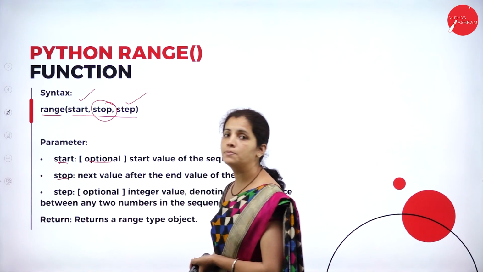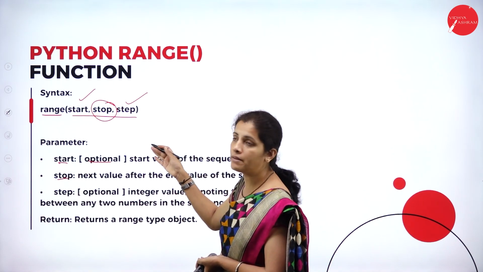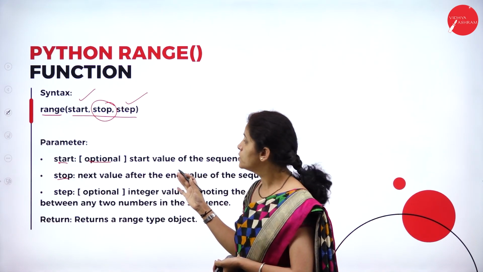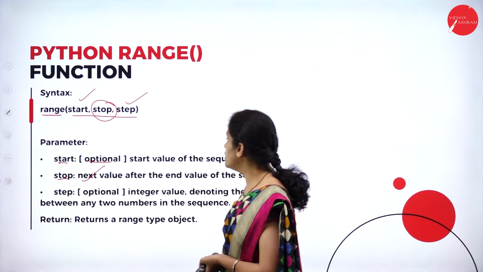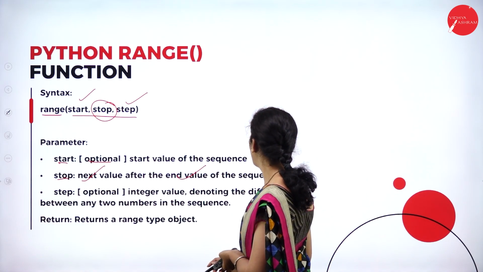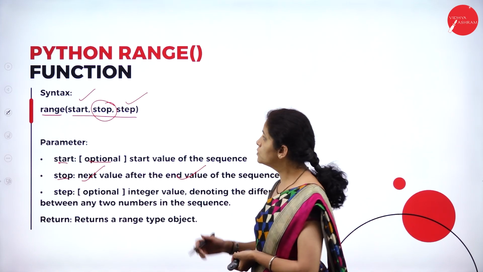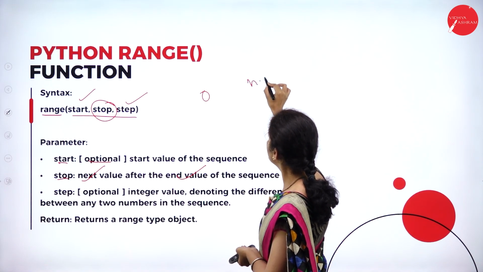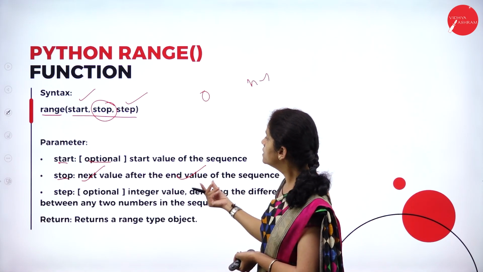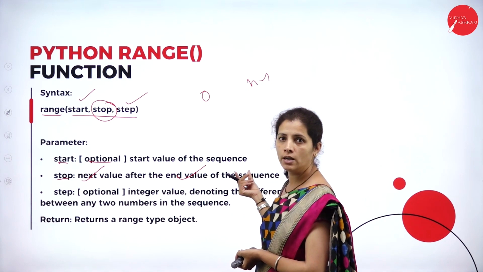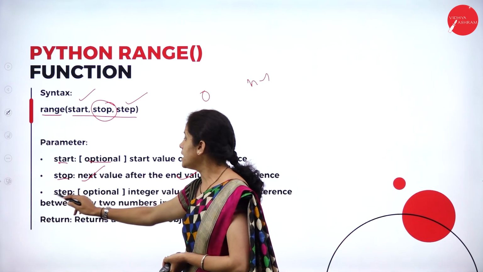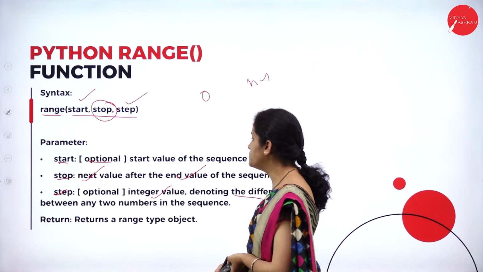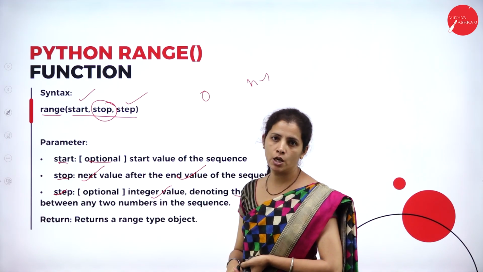Next, stop. It is mandatory. So I want to specify when I want to stop the iteration. It is the next value after the end value of the sequence. So here it initially starts from 0, and the ending value is n minus 1. Step is an integer value denoting the difference between two numbers in the sequence.